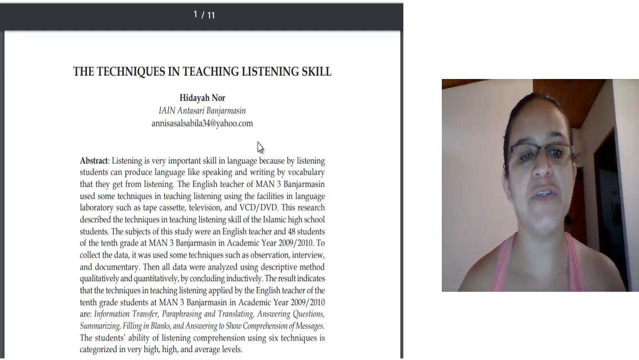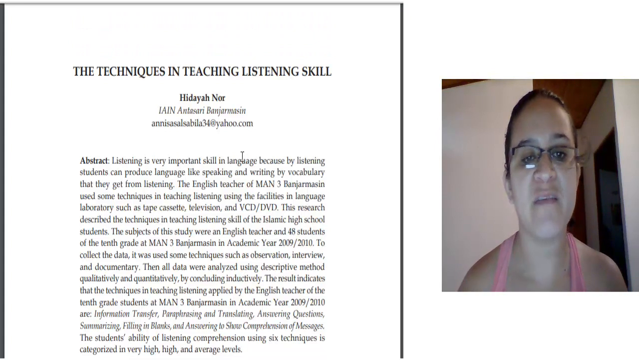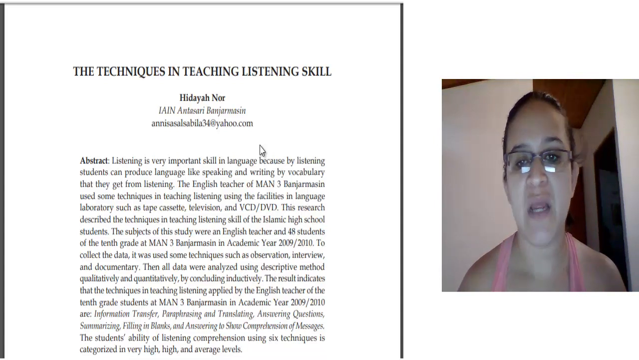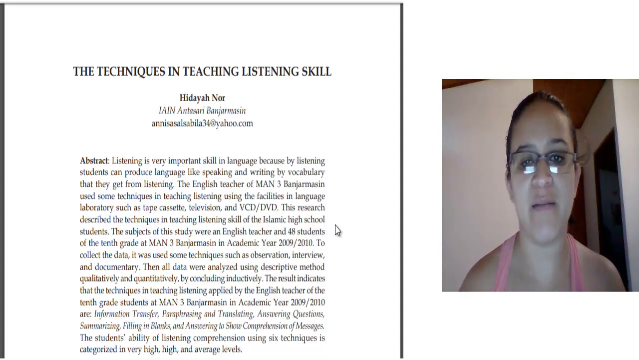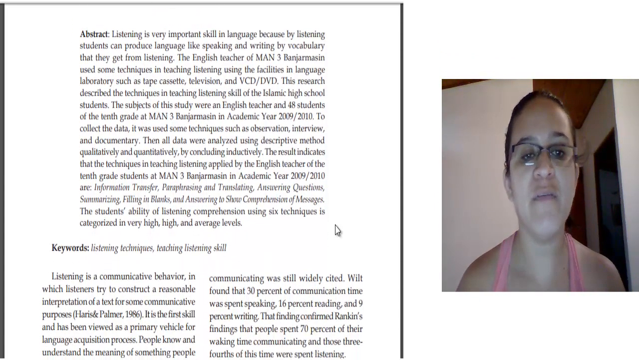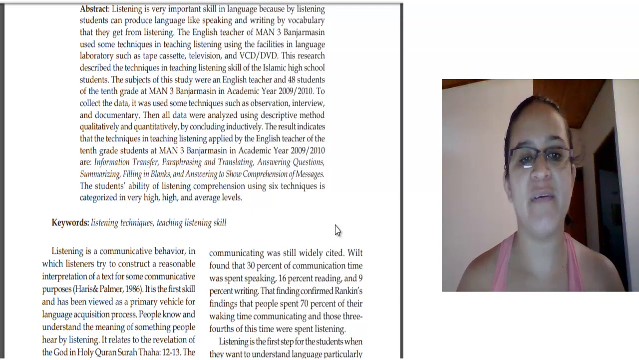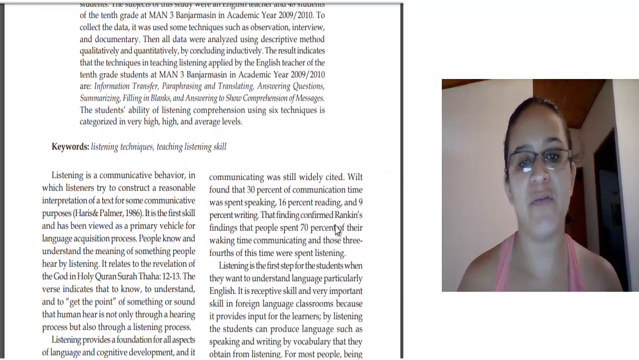The article shows a research made in an Islamic school to determine which techniques are used by English teachers for the development and improvement of listening skills. My purpose is to determine the qualitative methodology used in this research.